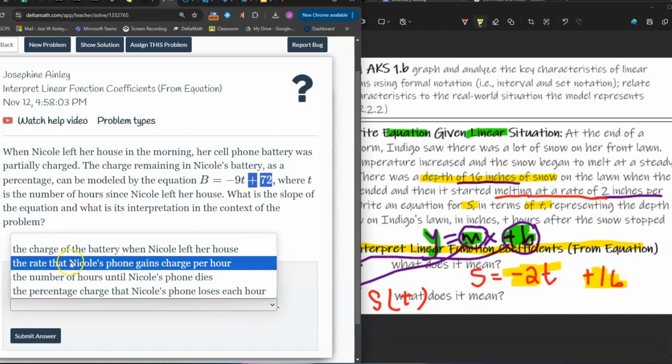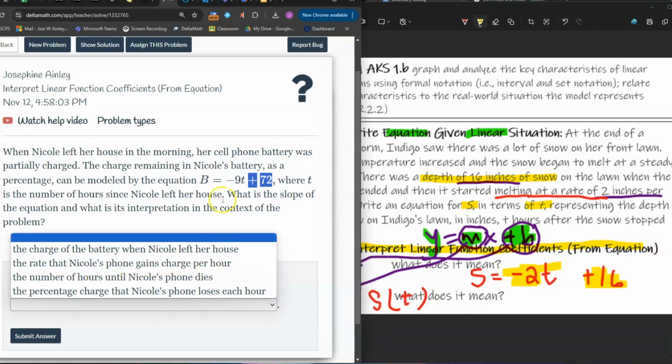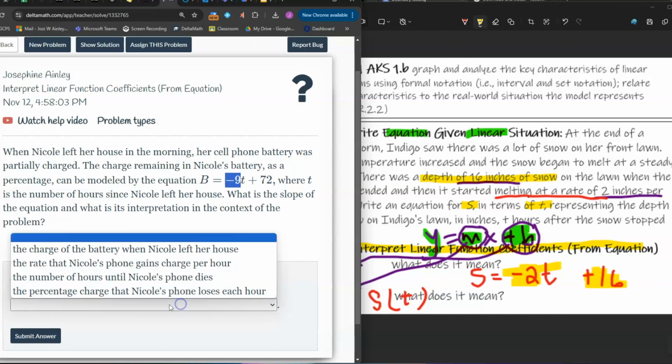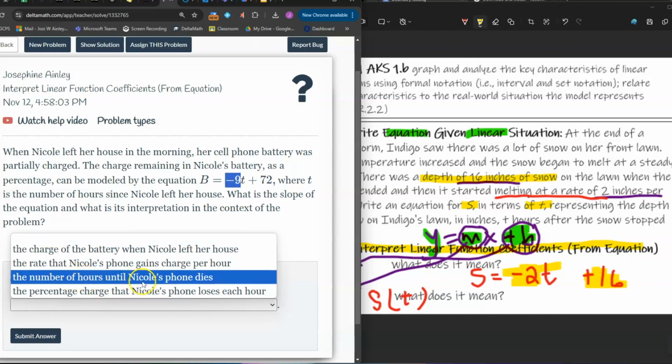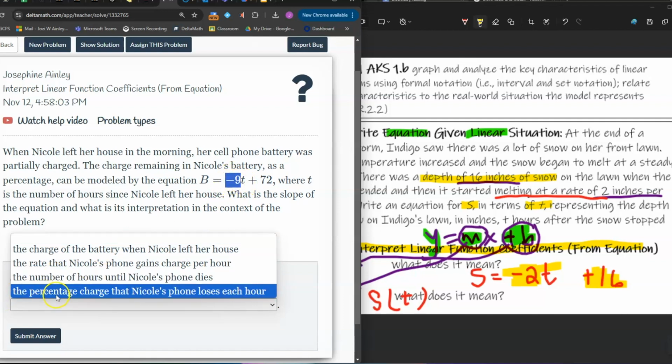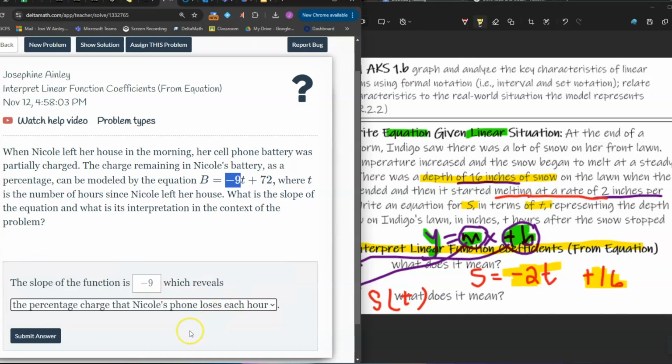The rate, okay, so this sounds better. The rate that Nicole's phone gains charge per hour. Am I gaining charge? How does that make any sense? No, I'm losing charge. So it's not that one. The number of hours till Nicole's phone dies. Is this the number of hours till I die? No, I'm losing 9% every time. The percentage charge that Nicole's phone loses each hour, that's what I'm looking for.